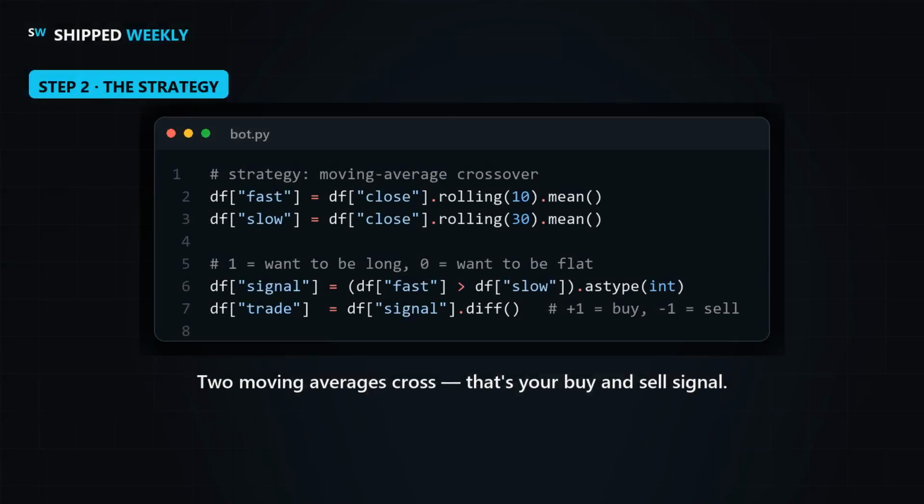Step 2. The strategy. The classic beginner move, two moving averages. When the fast one crosses above the slow one, that's a buy. Crosses below, that's a sell.